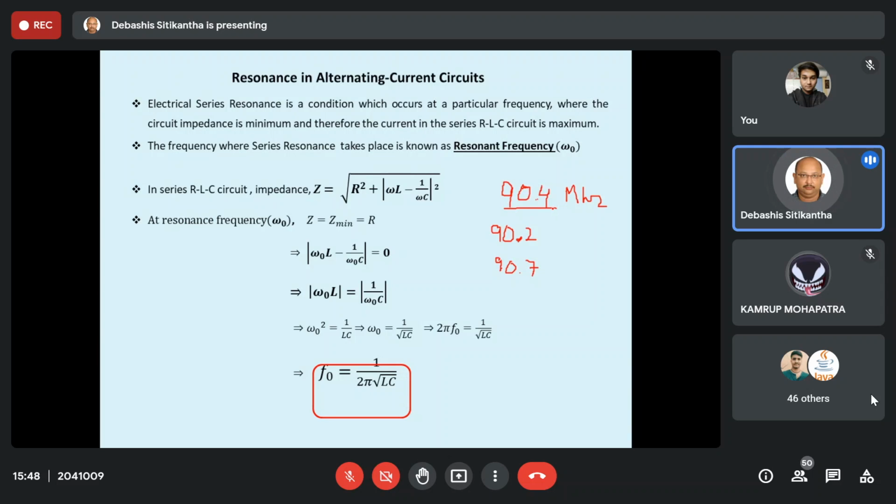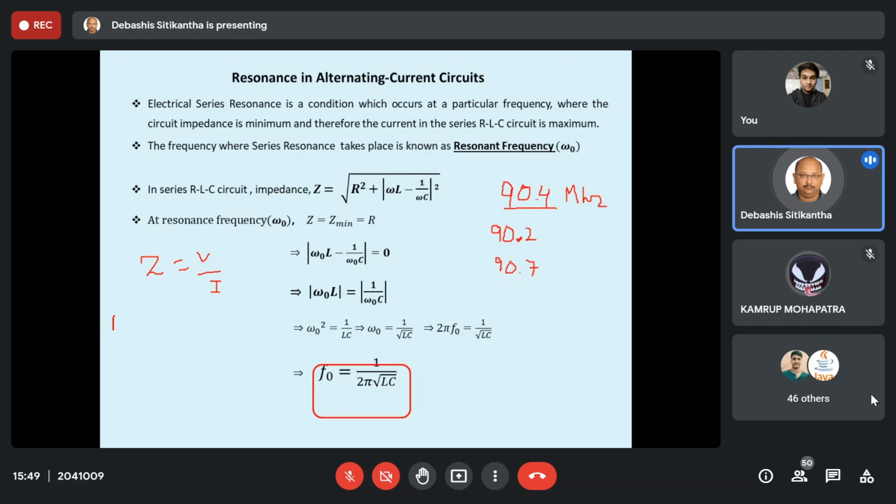Now let us try to derive it mathematically. Don't look at these derivations, just listen to what I am saying. Now we all know that Z is given by V by I. Okay, and as I told you, in case of resonance, the maximum energy is going to be absorbed.